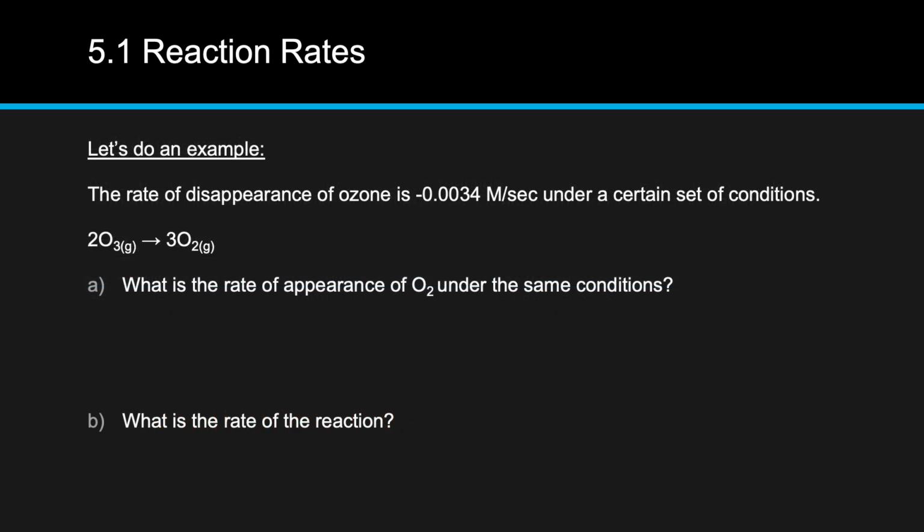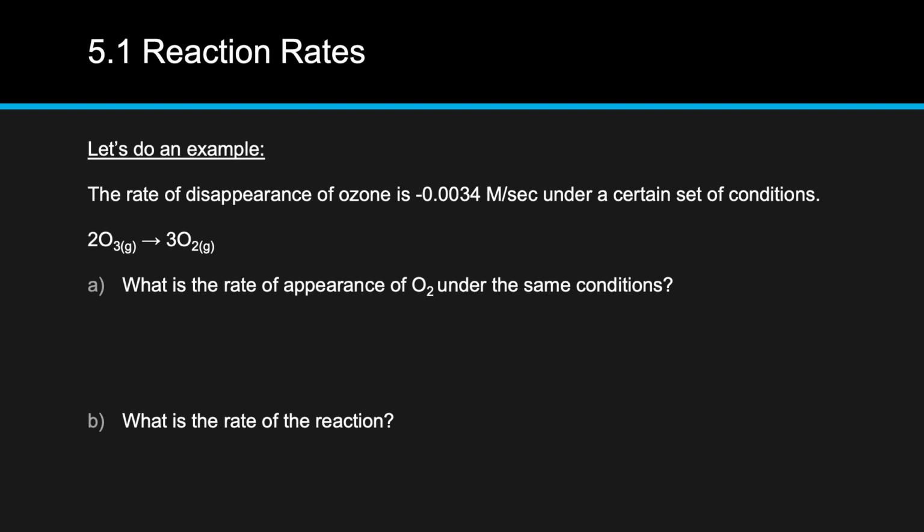All right, so let's do one more example before we move into 5.2. The rate of disappearance of ozone is negative 0.0034 molarity per second under a certain set of conditions. It is shown in the reaction there. What is the rate of appearance of O2 under the same conditions?